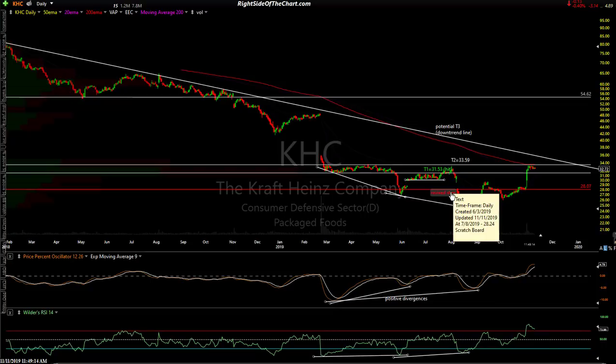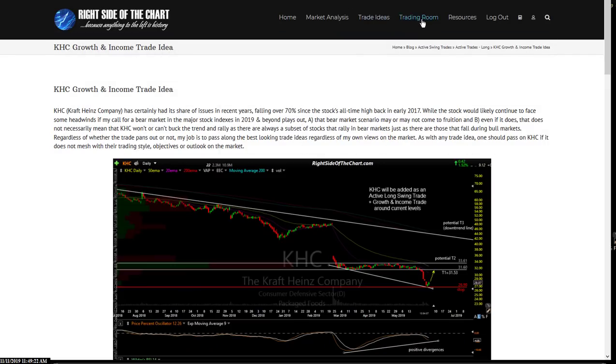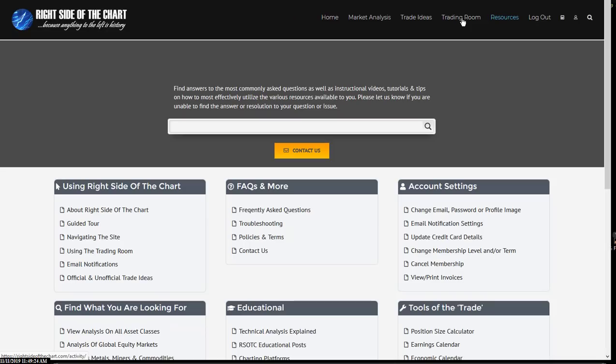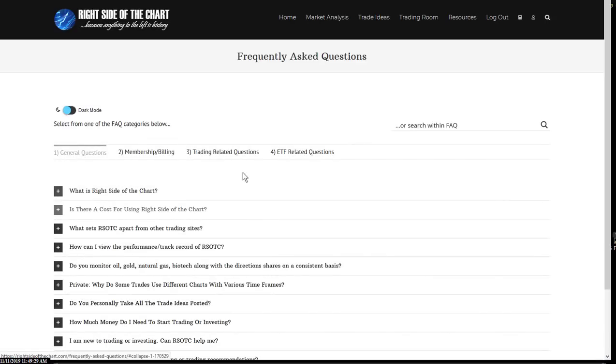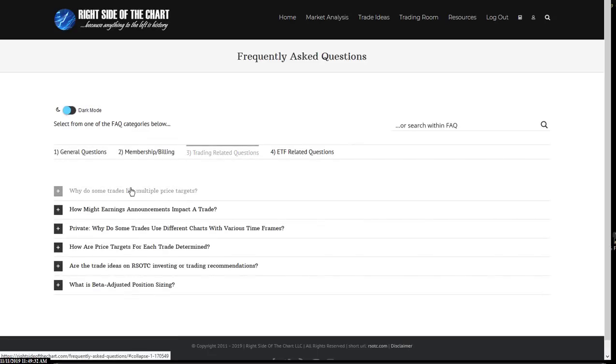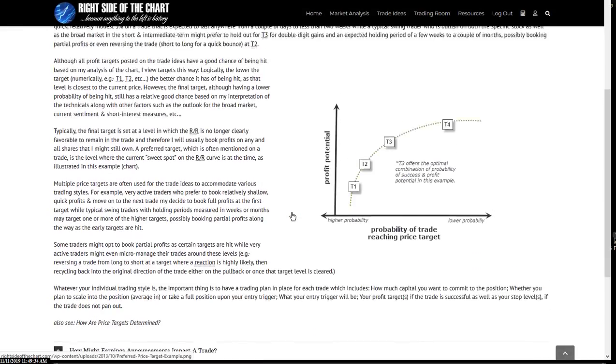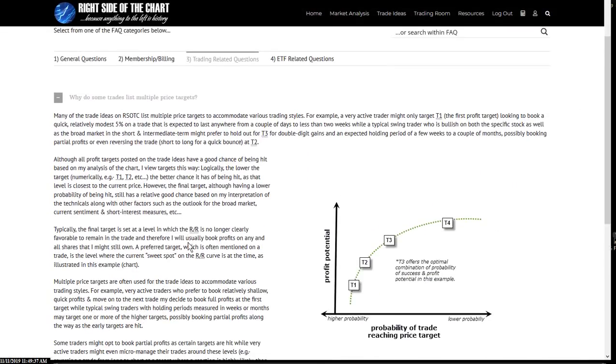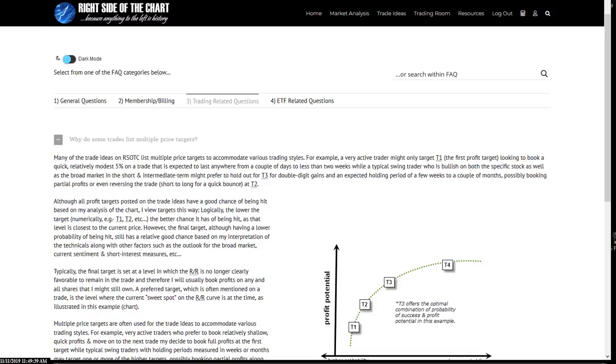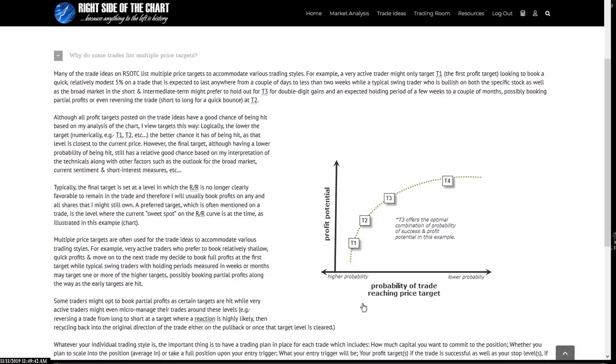There's many ways to skin a cat, many ways to trade a stock. Again, that is all right here in the FAQ page. If you go to resources and then frequently asked questions, and then go to trading related questions, here it is: why do some trades list multiple price targets? So a lot of the questions you have are in here, and that's one reason why I list those multiple targets.